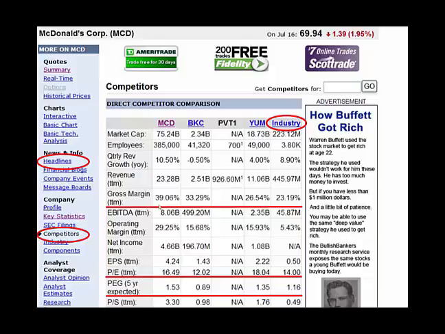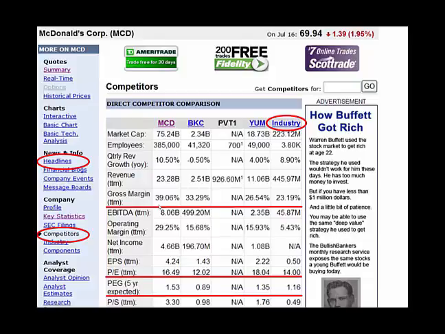So what's gross margin telling us? It's telling us how effective a company is at generating sales divided by the net profit. So sales less cost of goods sold divided by net profit. McDonald's clearly has the highest gross margin of the peer competitors that we've got there, plus higher than the industry. So what does that tell us about McDonald's?